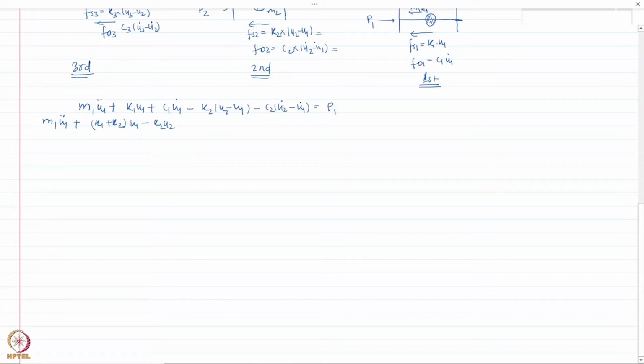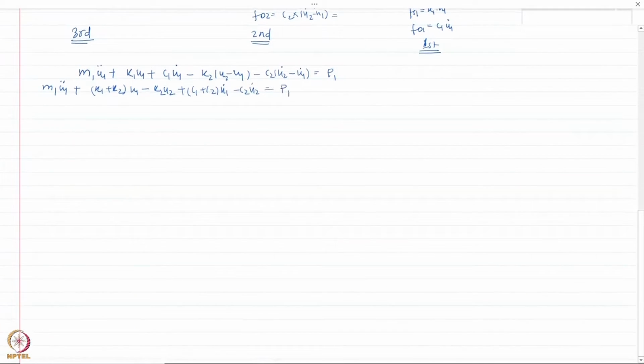So k2 times u2, plus c1 plus c2 times u1 dot, minus c2 times u2 dot, and this is equal to p1. So this is for the first story.